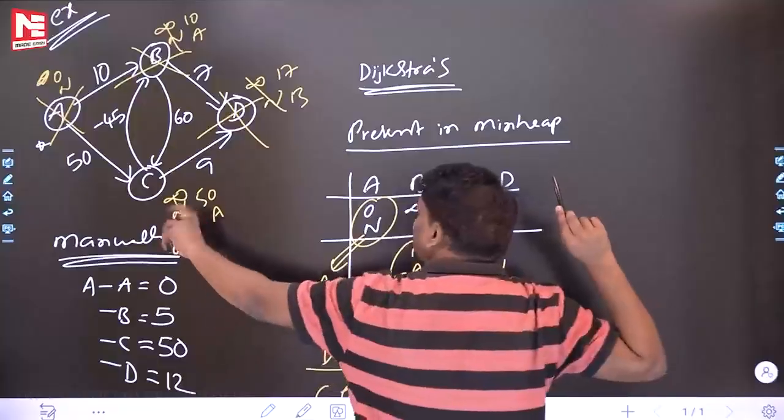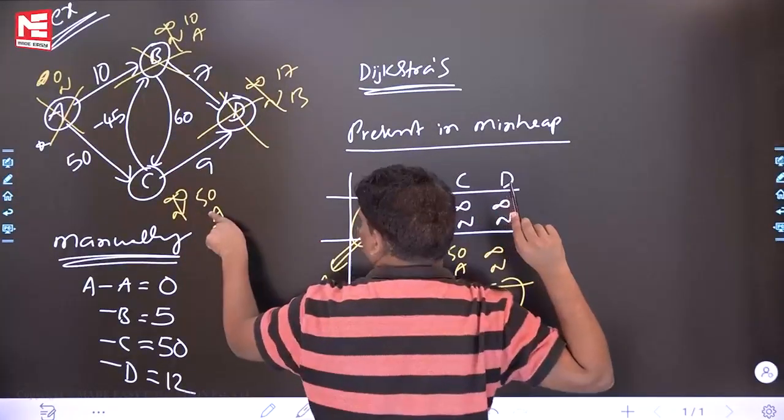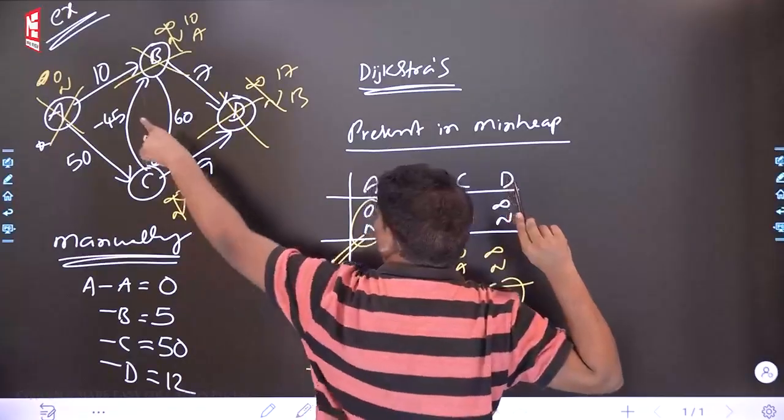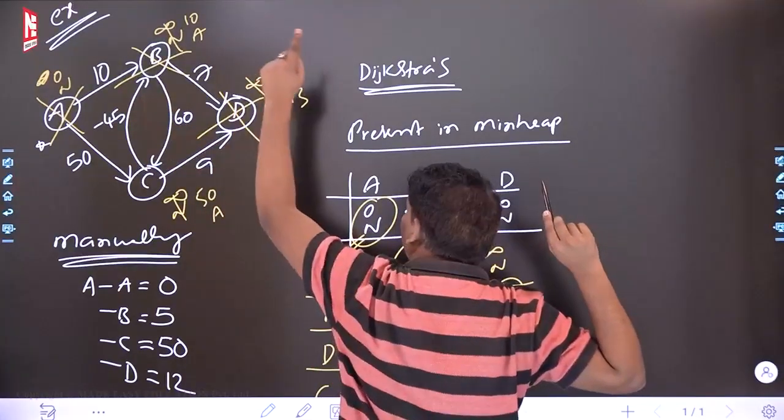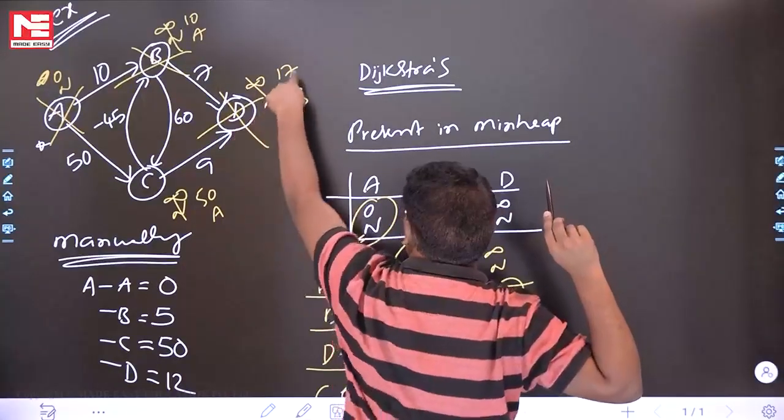See this one. Why is C deleted lastly? What is the reason? Comparing other people, C value is big. See this. Why is A deleted first? A is 0. Why is B deleted next? After 0, 10 is the minimum. Afterwards, why is D deleted? 17 is the minimum.